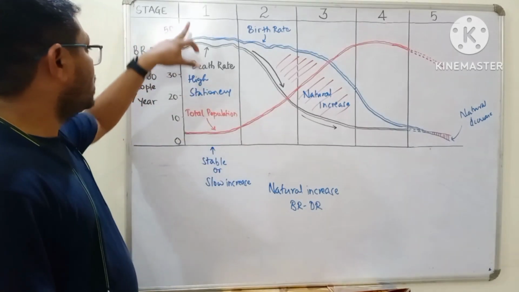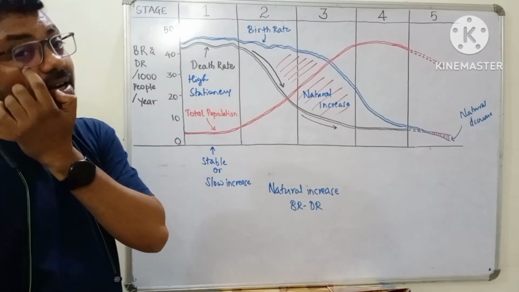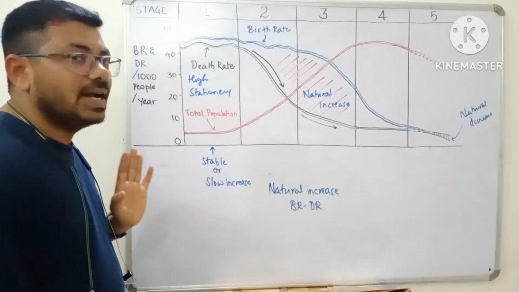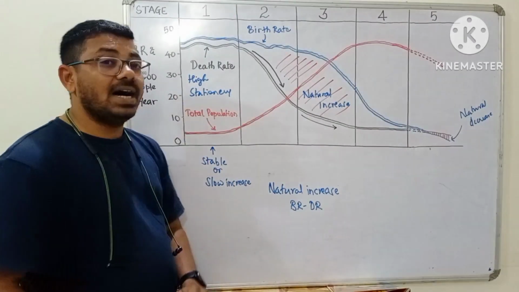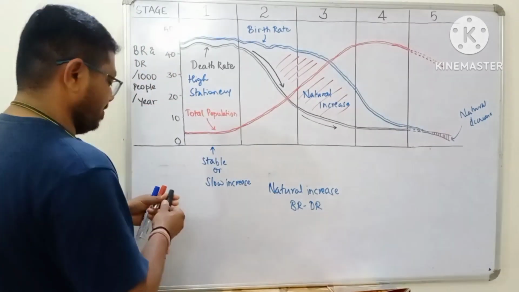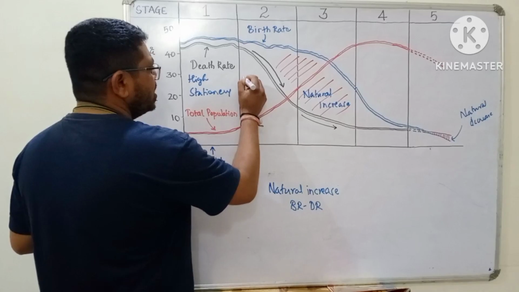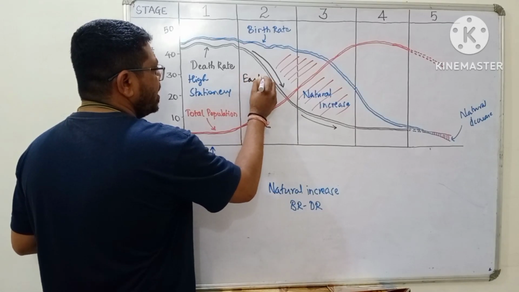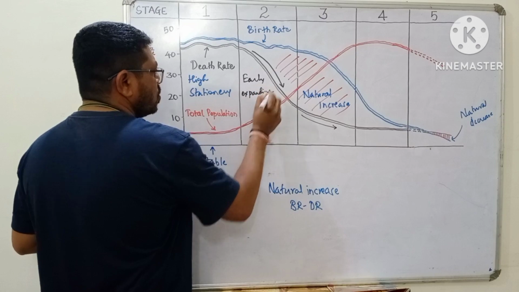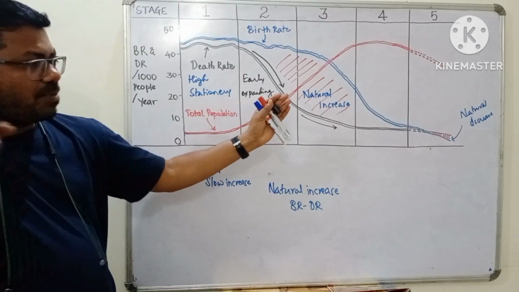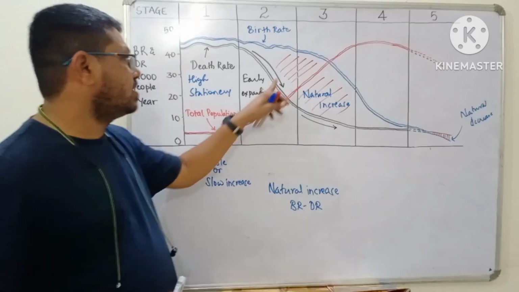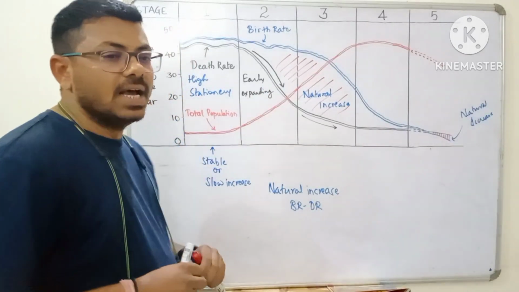Okay, so this is the demographic transition model. There are 5 stages. The fifth stage is the recent addition. The first stage is called high stationary. The second stage is called early expanding, because you can see the expansion between birth rate and death rate, and the total population has started increasing. So that is early expanding.